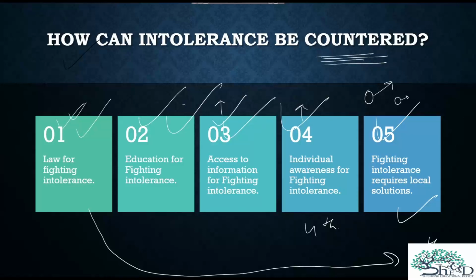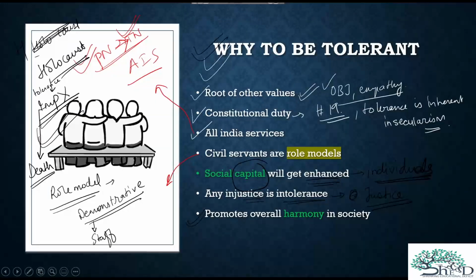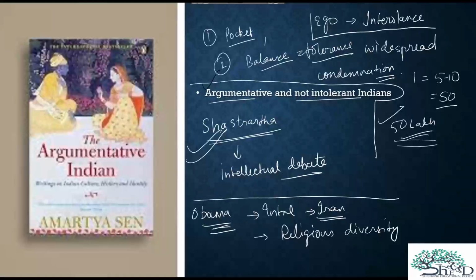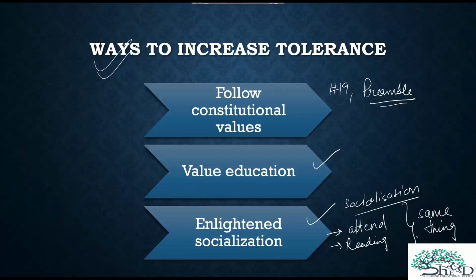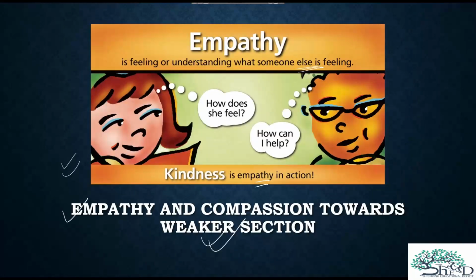Now, how to counter intolerance? We saw 5 steps. Then we understood what is the paradox of tolerance, why to be tolerant. Then we saw, are Indians actually intolerant or what? How to increase tolerance. Then we came to the final discussion, empathy and compassion.